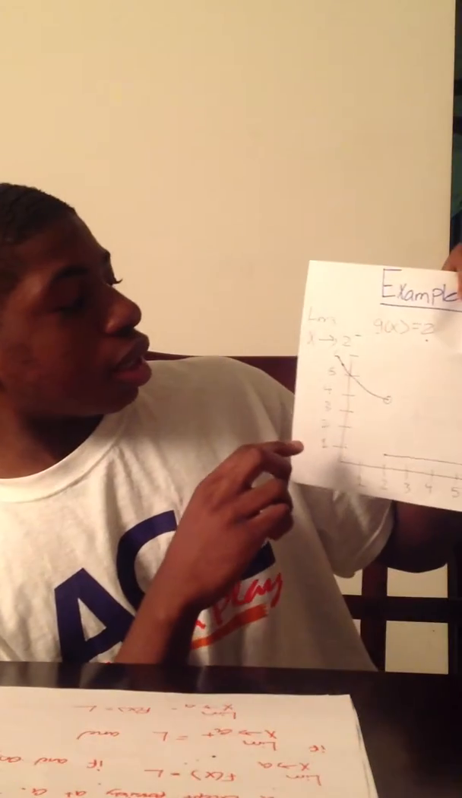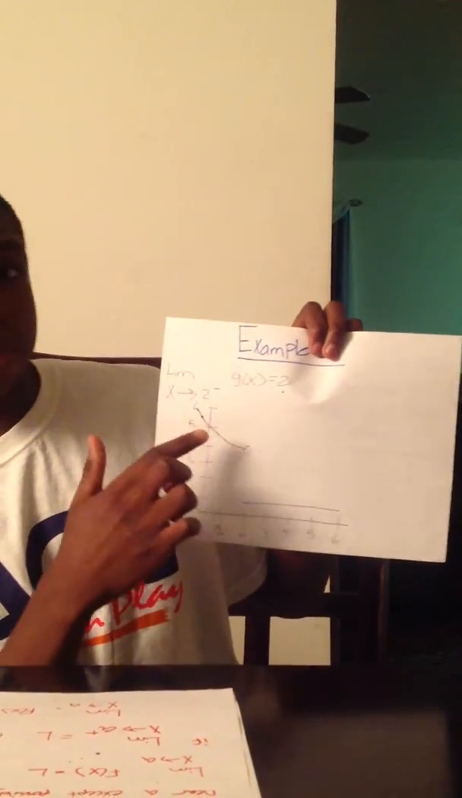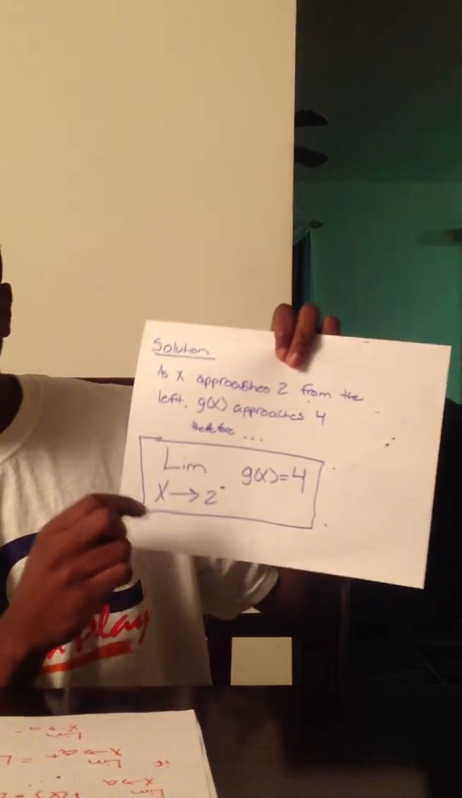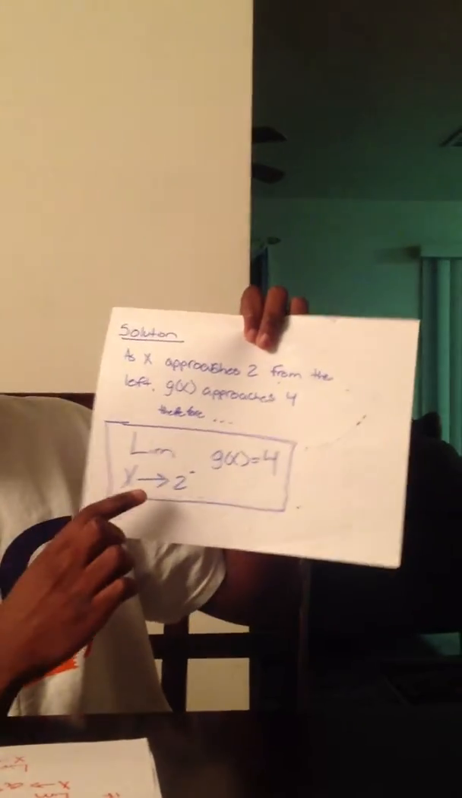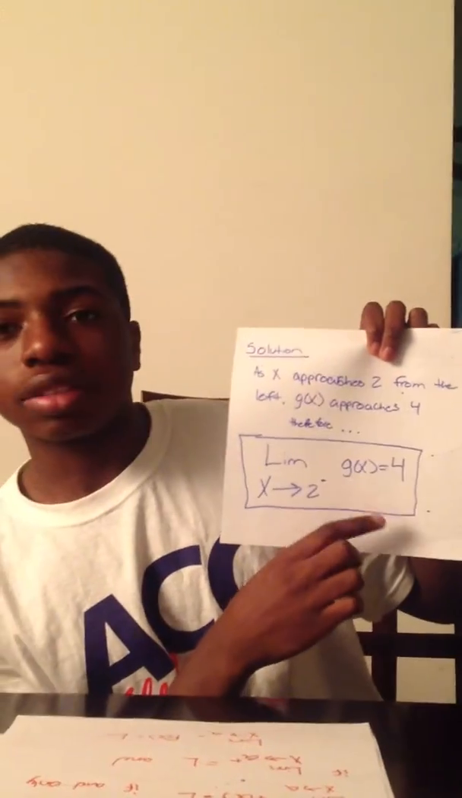Now here is our last example problem: as x approaches 2 from the left-hand side, what would g of x equal? The solution to this problem is that as x approaches 2 from the left-hand side, g of x approaches 4. So therefore, the limit as x approaches 2 from the left-hand side of g of x would equal 4. And that's it for section 2.2, definition of limits.